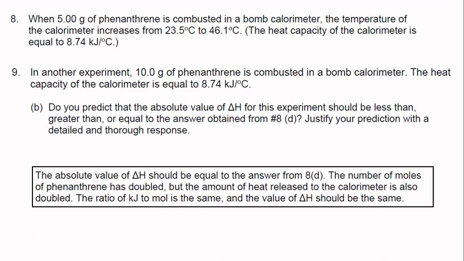The absolute value of delta H should still be the same as it was in question 8 because we're doubling both the number of moles of phenanthrene and the amount of heat released. The ratio of kilojoules to moles is the same, and therefore the value of delta H is the same. This is not the equivalent of multiplying all of the coefficients by 2. This is a question of using twice as much fuel in the next experiment. Twice as much heat, but we also have twice as much moles, so the ratio and delta H should be the same.